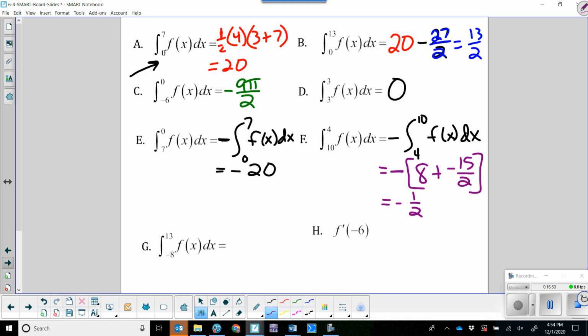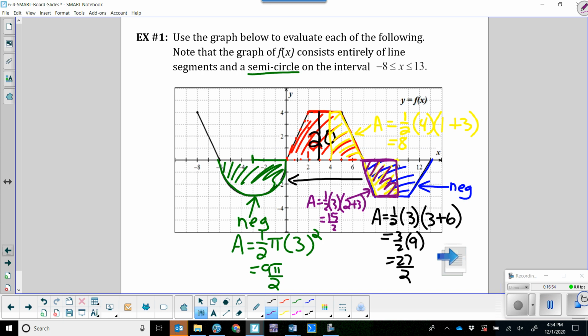Okay, so let's look at g. So g says we're going to go from -8 to 13. So that's all the way across, and the only thing that I have not previously added is this right here, is the -8 to 6. I have not found this area. But otherwise, I found all the other areas, so this will be pretty easy. I just add them all up, remembering the ones on the bottom are negative, okay?